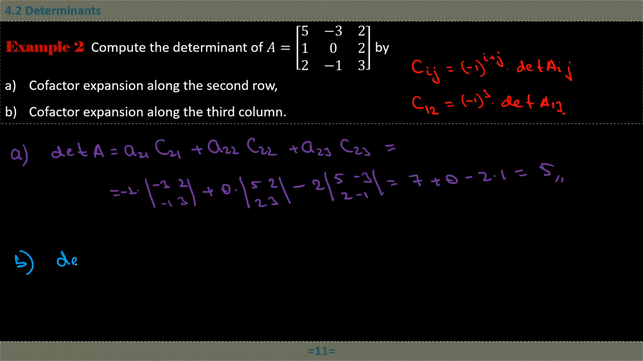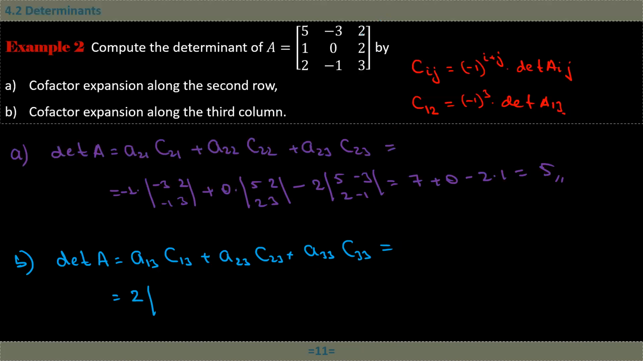So the determinant of A is starting from here, right? That means we have a13 C13 plus a23 C23 plus a33, the third component, C33. Since I know that the first one is plus, because 1 plus 3 is 4 and negative 1 to the power of 4 is 1, it will be plus, minus, plus. So here we have a13. What is it? It is 2.